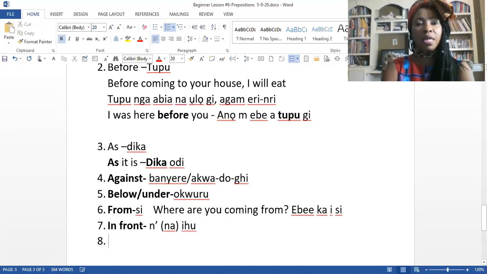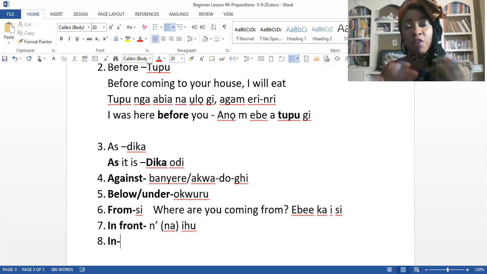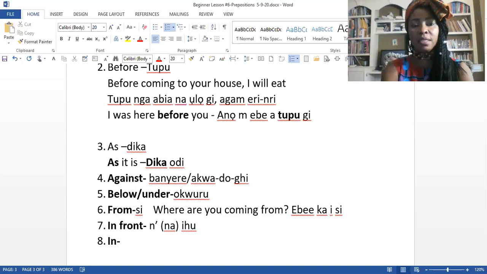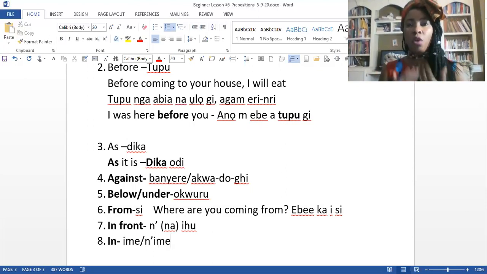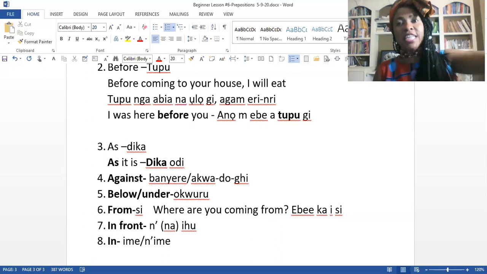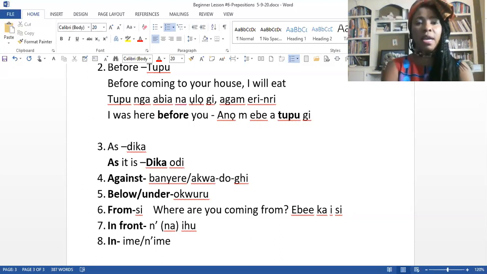Now, we can say in. This is kind of a form of forming your vocabularies as well. In is ime. Okay. Some people can say na ime. That's in. Go inside. Na ime olo. Ime is in. It is inside. Ono n'ime. She is inside. Ono na ime. Okay. So let's go on.